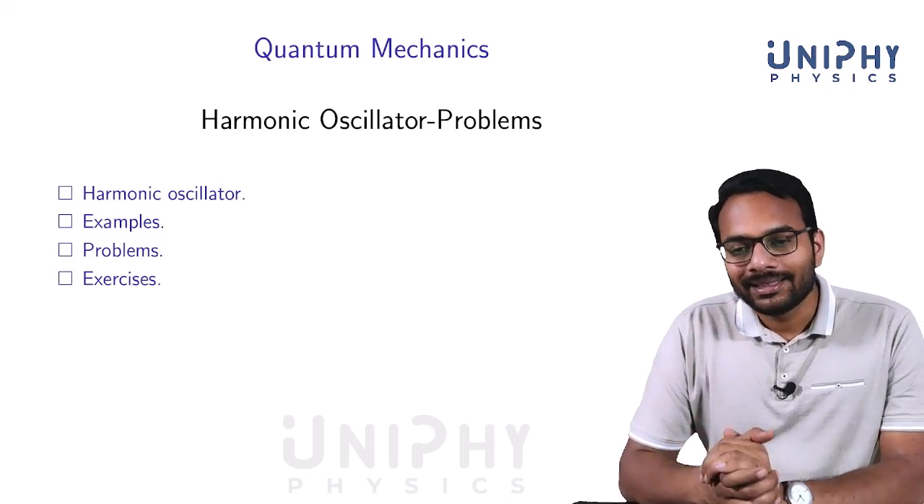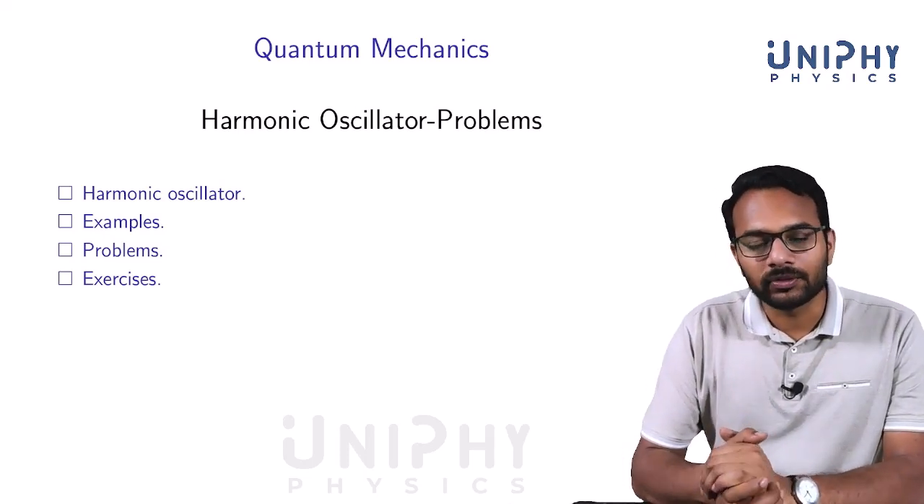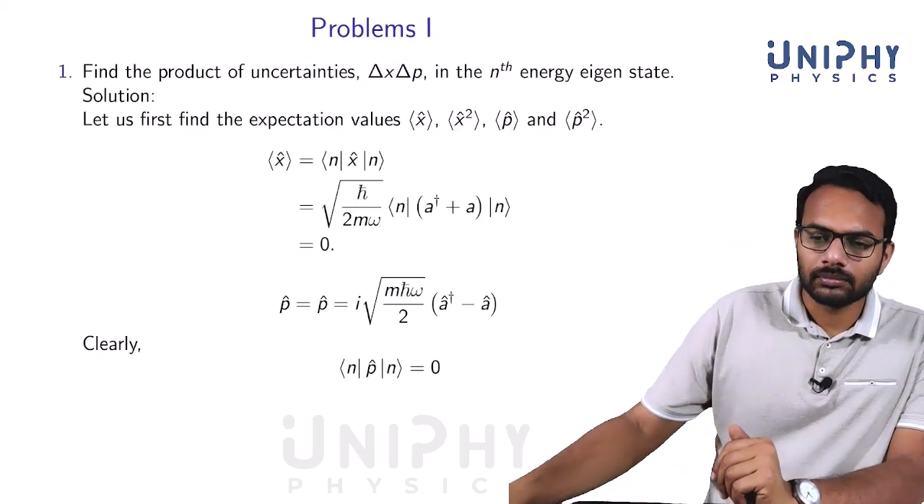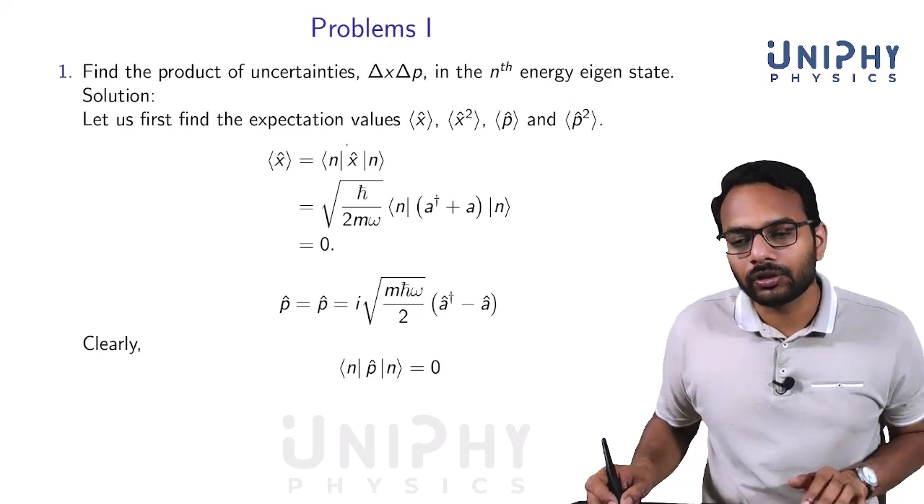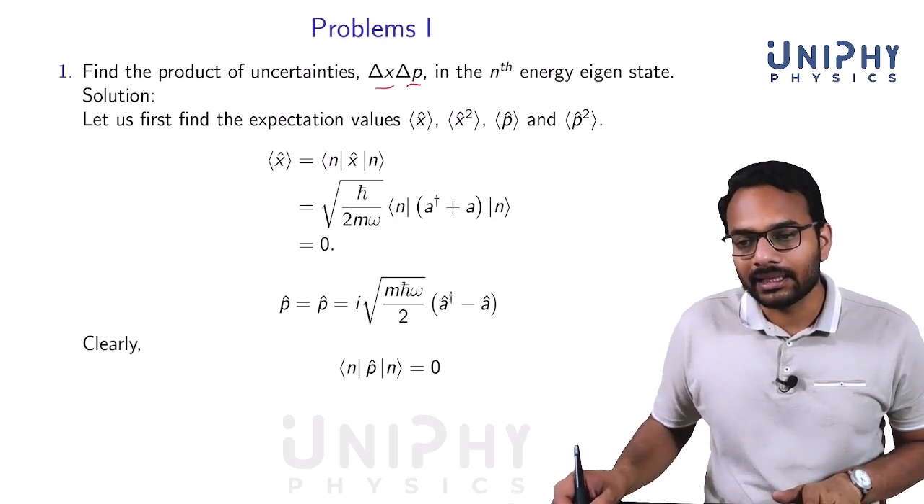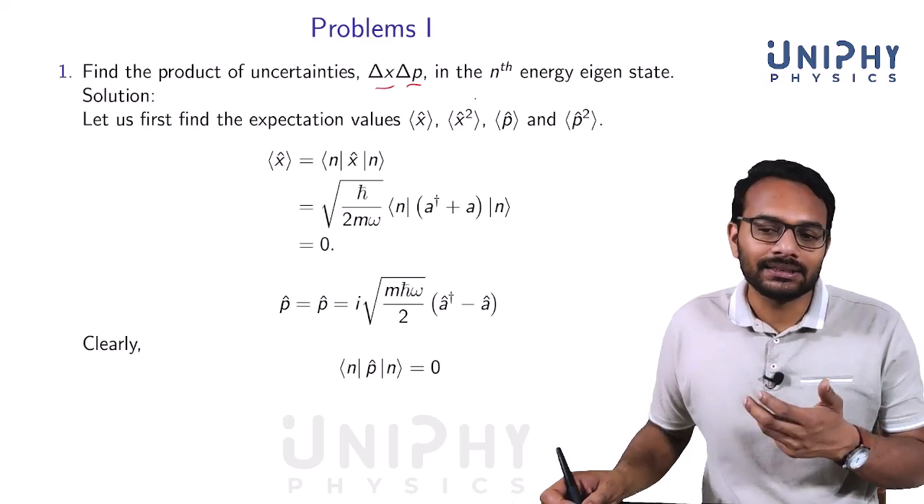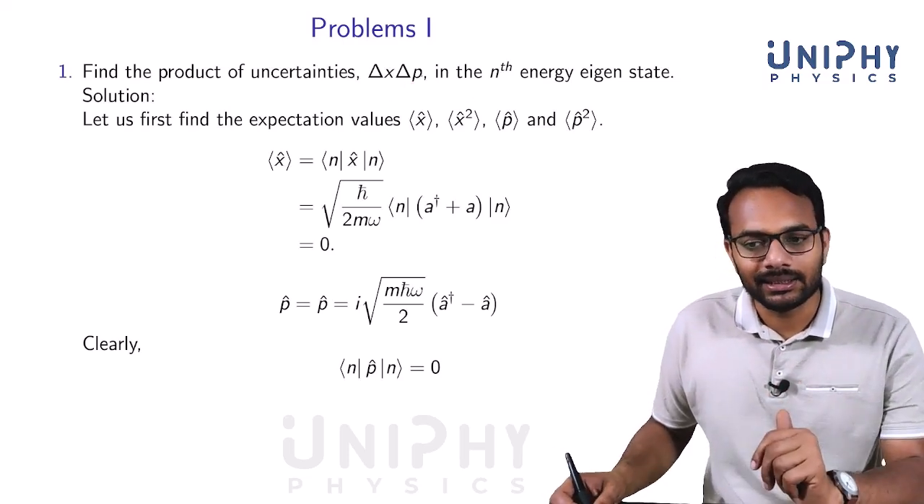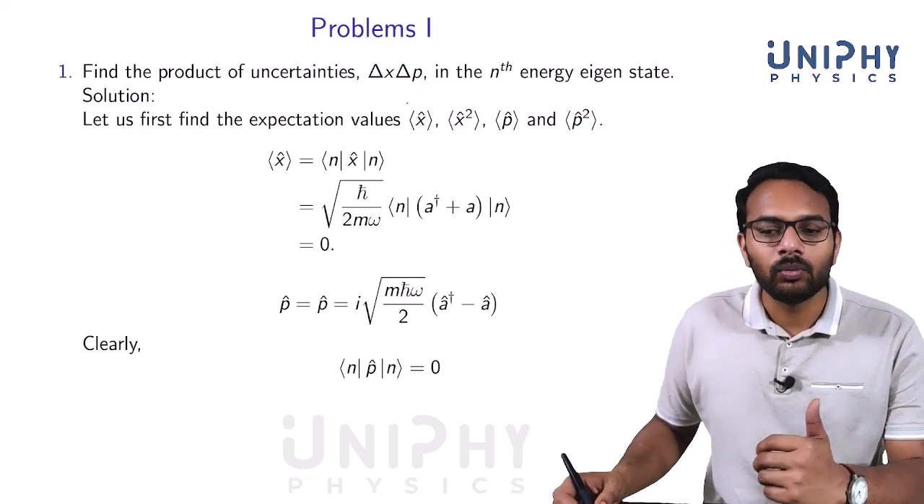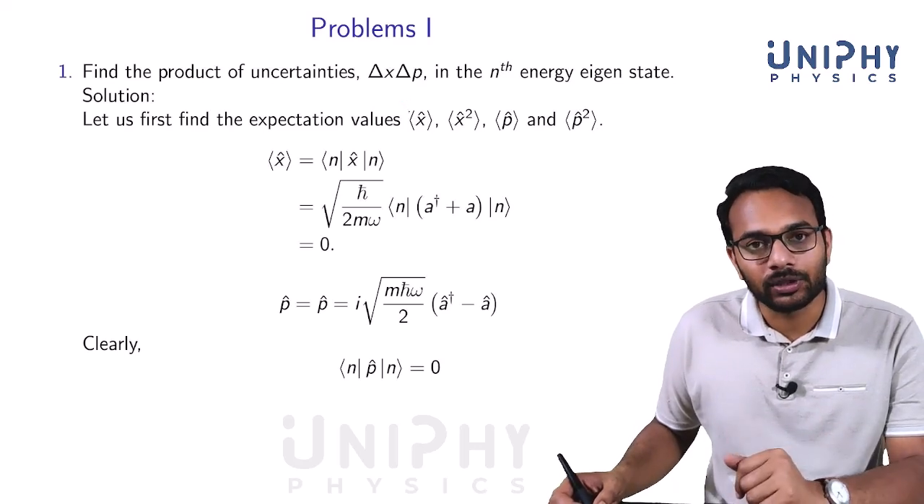Hi, let's continue with some more problems from the harmonic oscillator. The first problem is to find the product of uncertainties delta x delta p in the nth energy eigenstate. Given that the state of the system is an energy eigenstate, let's say the nth energy eigenstate, what is the general expression for the product of uncertainties?